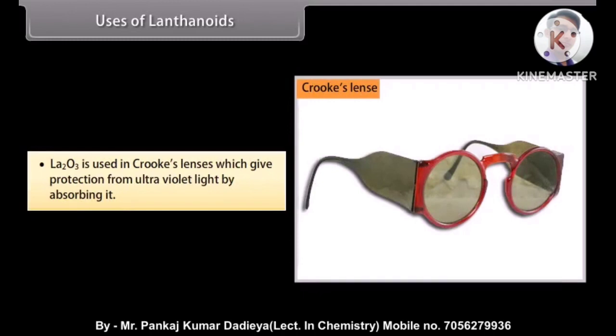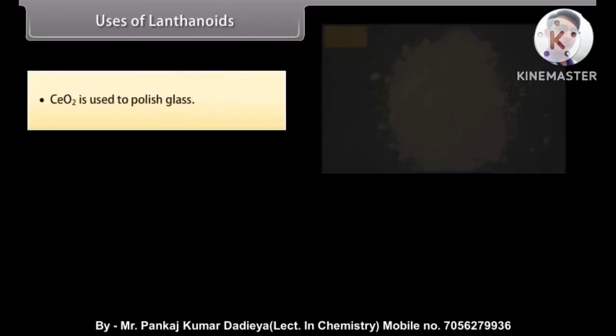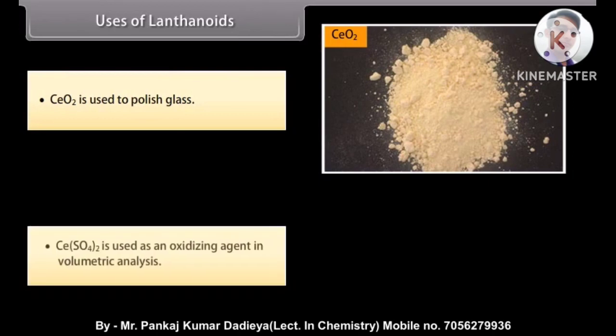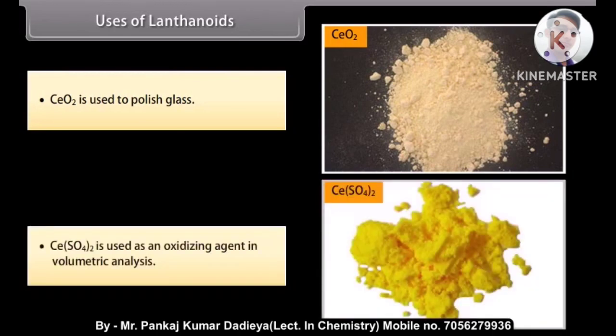La2O3 is used in Crookes lenses, which give protection from ultraviolet light by absorbing it. CeO2 is used to polish glass. CeSO4 is used as an oxidizing agent in volumetric analysis.